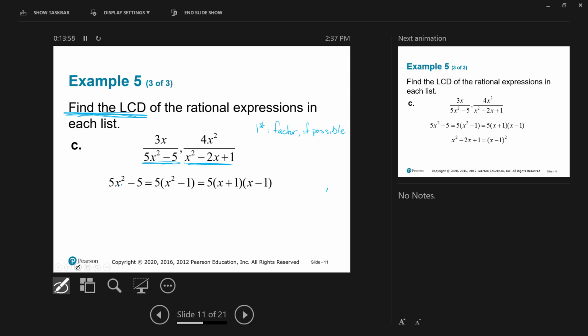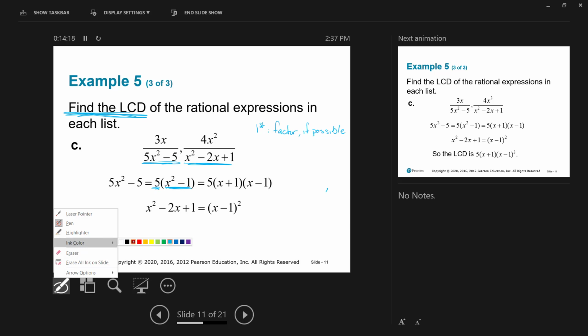Notice in this first factoring, they had a 5 in common. So they took out the 5 first, and then they kept factoring this parenthesis because they noticed the x squared and the 1 are both perfect squares. So they were able to continue factoring. And here's denominator number 2 in factored form. Again, my recommendation is to write this denominator out twice. Do not leave it with the square. Why? Because most of us are visual people, and we need to literally see the two x minus 1's written out. All right, here we go.